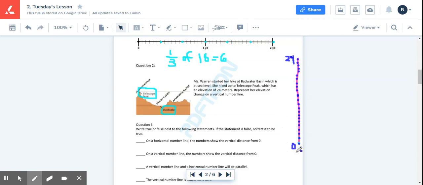You'll see that I have 0 at my origin to start, and I've created my hash marks up my number line all the way up to 24. It's really important that on your paper, you have these hash marks all labeled. So this would be 1, this would be 2, and so on and so forth. So this would be a representation of Miss Warren's elevation from Badwater Basin to Telescope Peak.